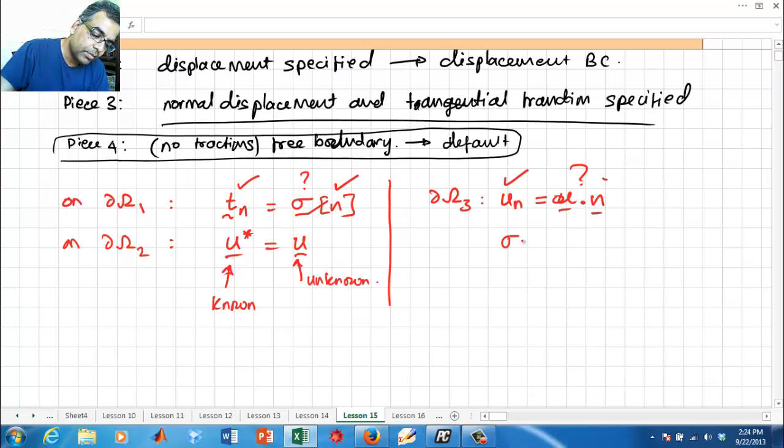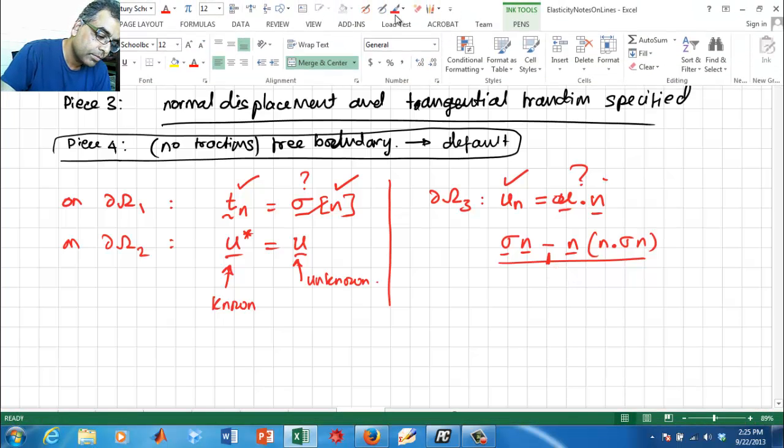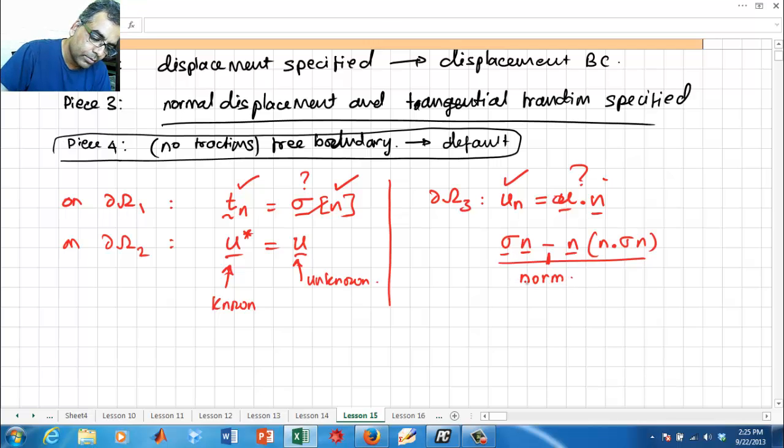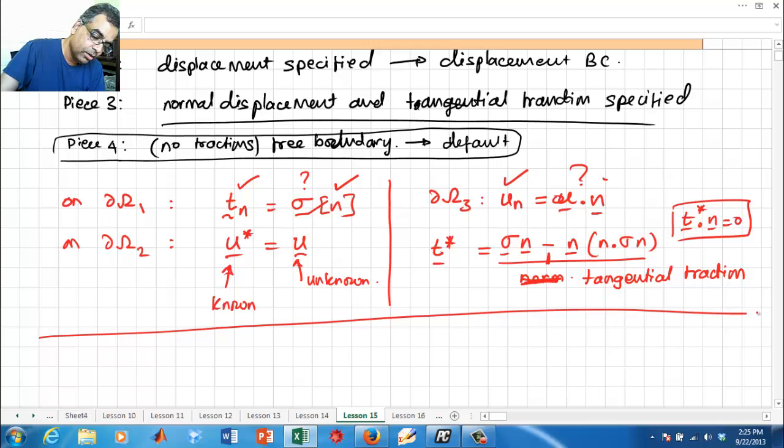And then sigma n minus n times n dotted with sigma n, this is the tangential traction. This part is normal traction. Tangential traction, and this is known. And notice that T star dotted with n equal to 0, so only the tangential component is specified. And then the last one, dou omega 4, we have sigma times n equal to 0. Those are the four things.